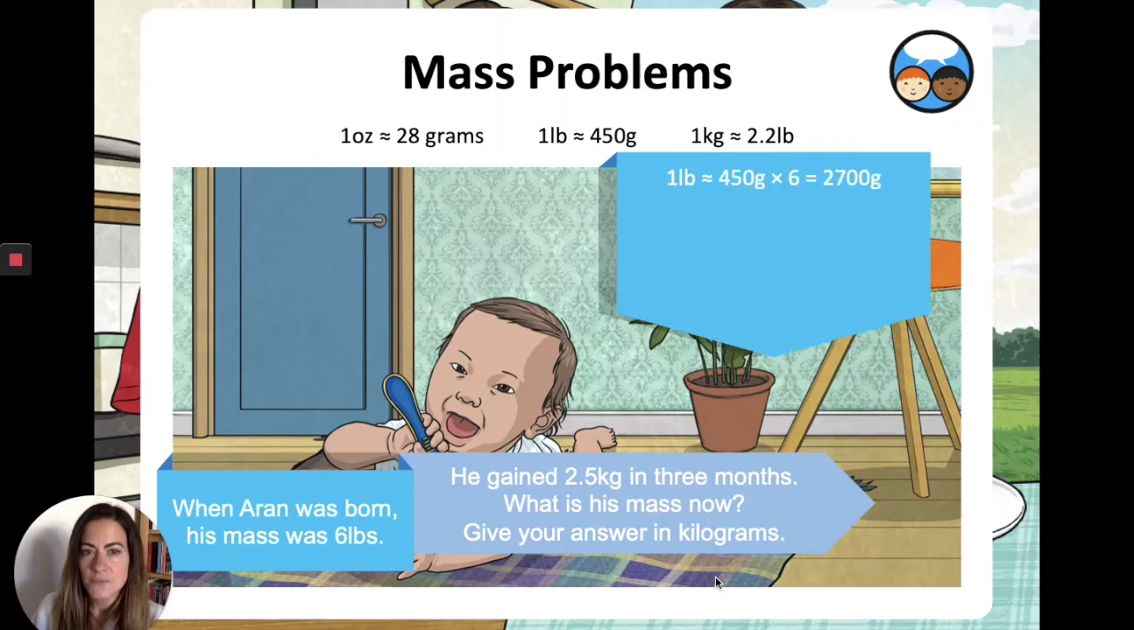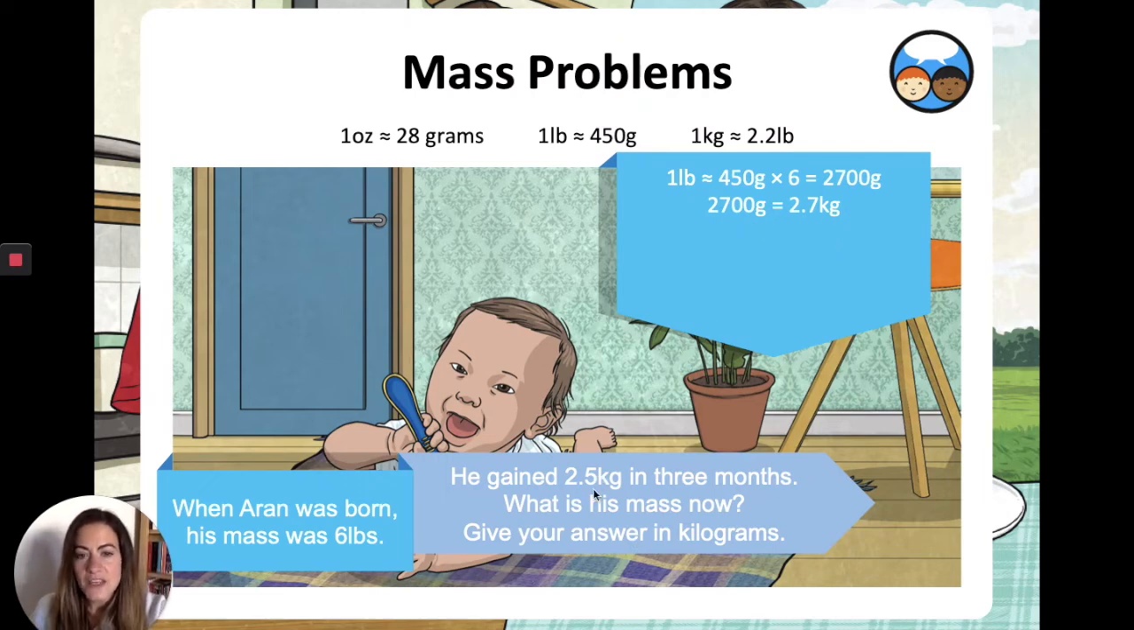How did you do? So first of all, we need to find out Aaron's weight in grams. So we know that 1 pound is 450 grams, but we want 6 pounds, so we need to do 6 lots of 450, which gives us 2,700 grams. Now his gaining of weight was in kilograms, so we need to change this to kilograms. So 2,700 grams is 2.7 kilograms.